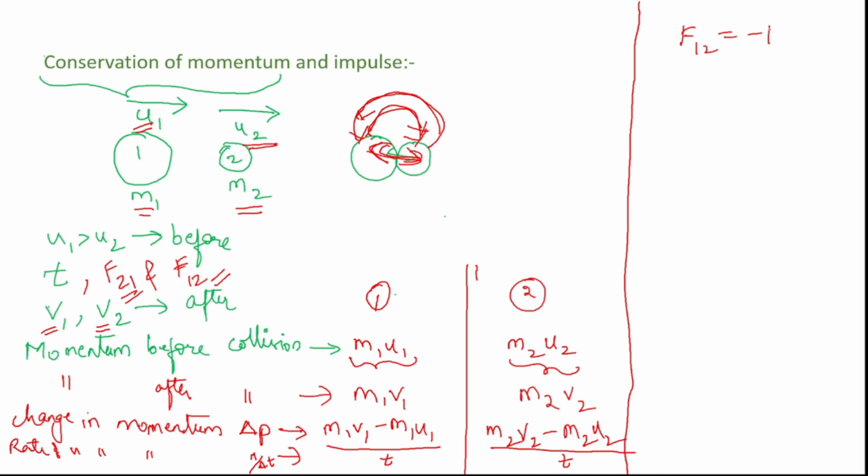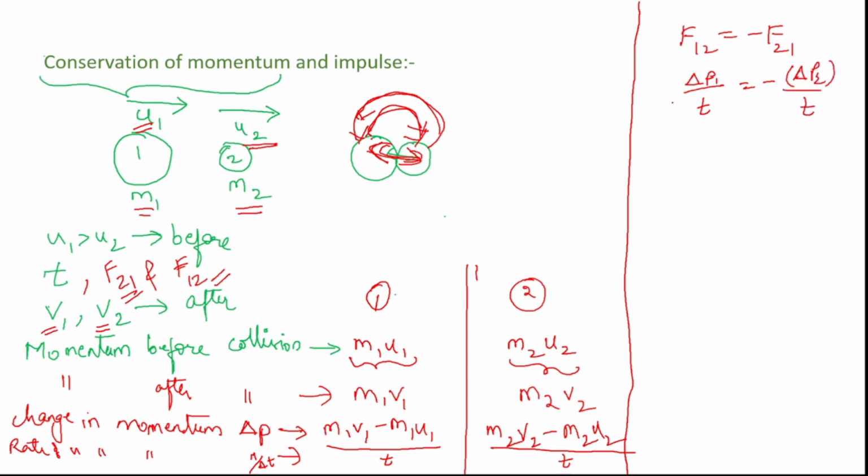F12 equal to minus F21. Why are we keeping this negative sign? We are indicating that it was in the opposite direction. The force was the same, with the same magnitude, but in the opposite direction. So by this we can write the rate of change in momentum as delta P1 by T equal to minus of delta P2 by T.